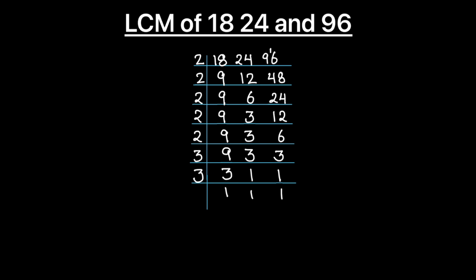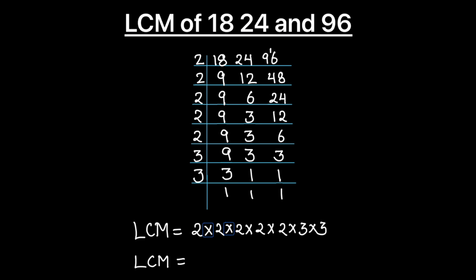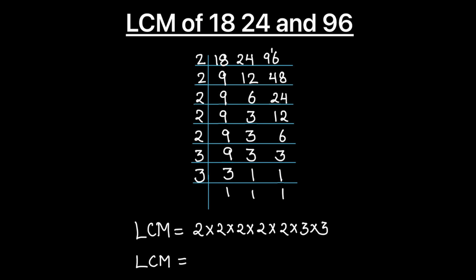To find the LCM of the three numbers, we are going to take the product of all the numbers which are on the left hand side of the ladder. So 2 times 2 times 2 times 2 times 2 times 3 times 3 is the LCM of the three numbers. So the LCM will be 2 times 2 is 4, 4 times 2 is 8, 8 times 2 is 16, 16 times 2 is 32. So that's 32 times 3 times 3, which is 9.